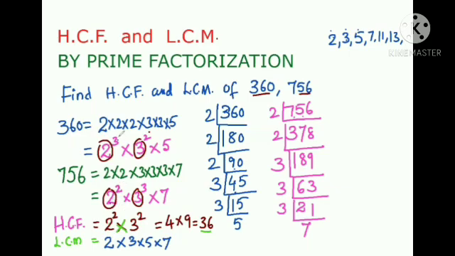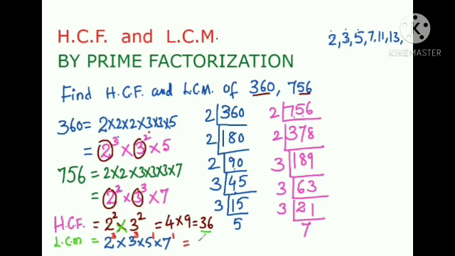Among these two, 3 is greater than 2, so I have to take 3, 2 power 3. Here 3 power 3, 3 power 2. 3 is greater than 2, so you have to take 3, the greatest power. Then 5, only one 5 is here, so only 5 power 1. 7 also is only 7 power 1. Now multiply all these so that you can get the LCM of the two numbers.